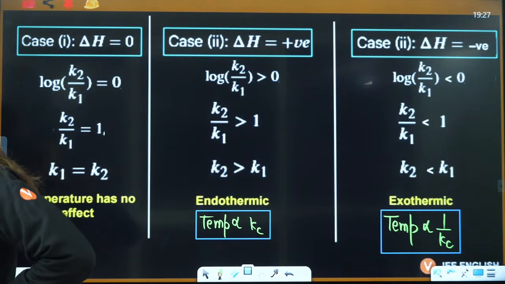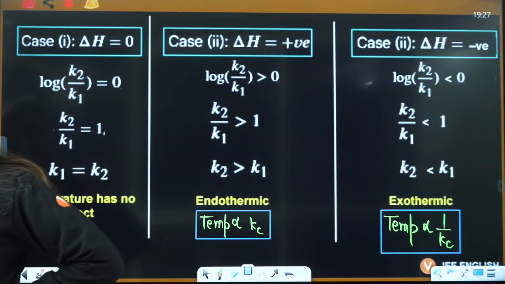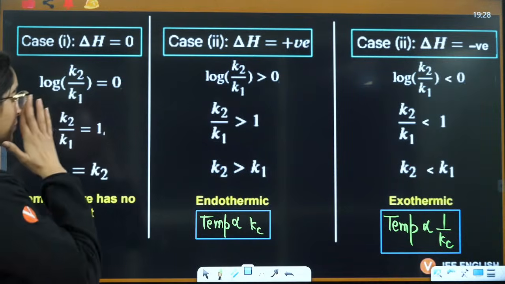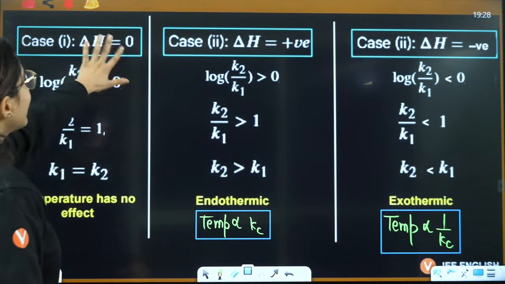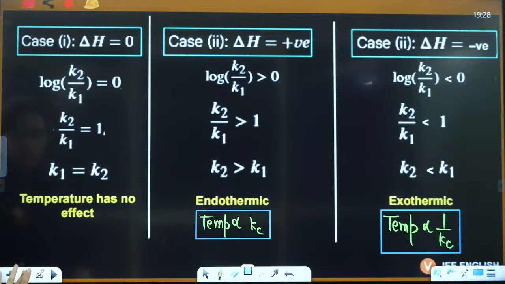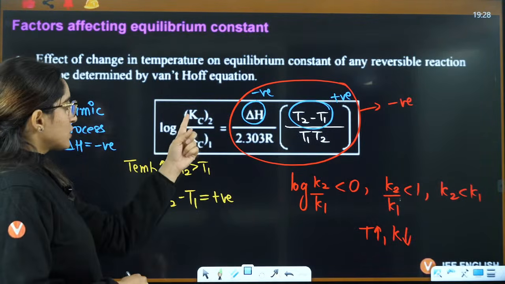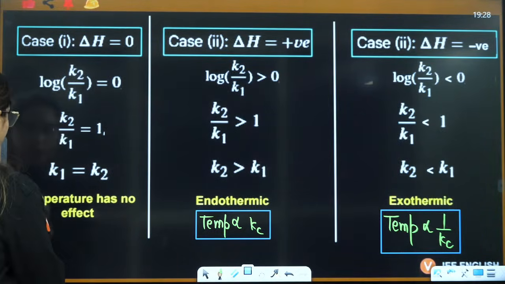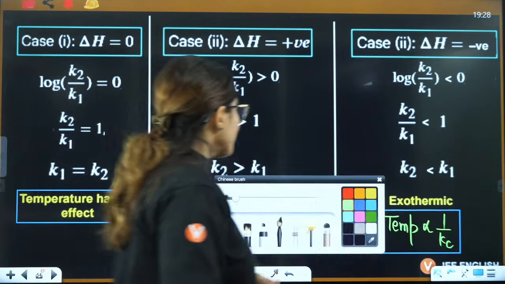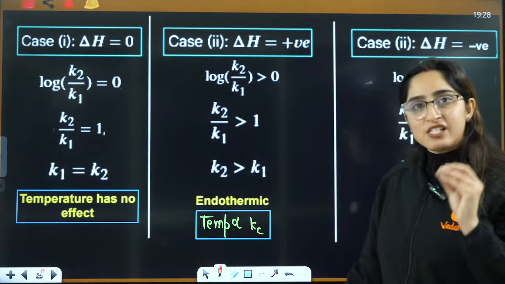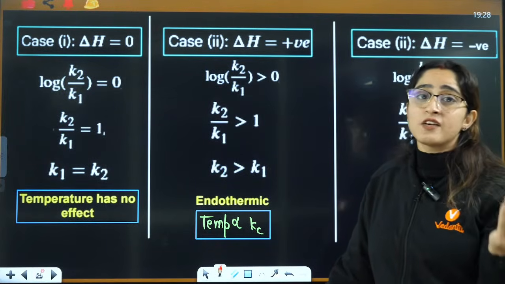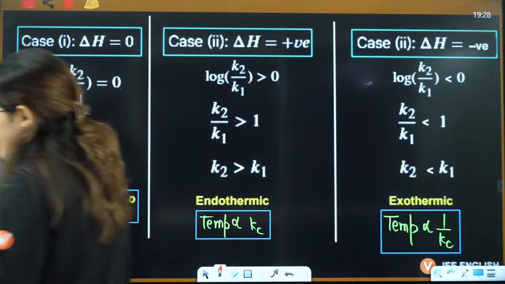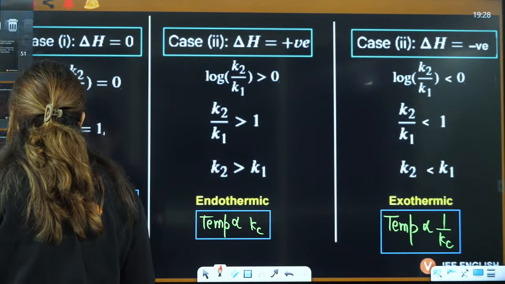That's what I told. Pressure, concentration, catalyst, all of this will not affect, but temperature change will affect the equilibrium constant value, right? If you see, delta H is 0, there is no heat evolved or absorbed. If this is 0, that means K2 is equal to K1. If K2 is equal to K1, temperature has no effect. So for those reactions where delta H is 0, Kc will be temperature independent. But when it is exothermic or endothermic, then it will be temperature dependent. Right? Okay.